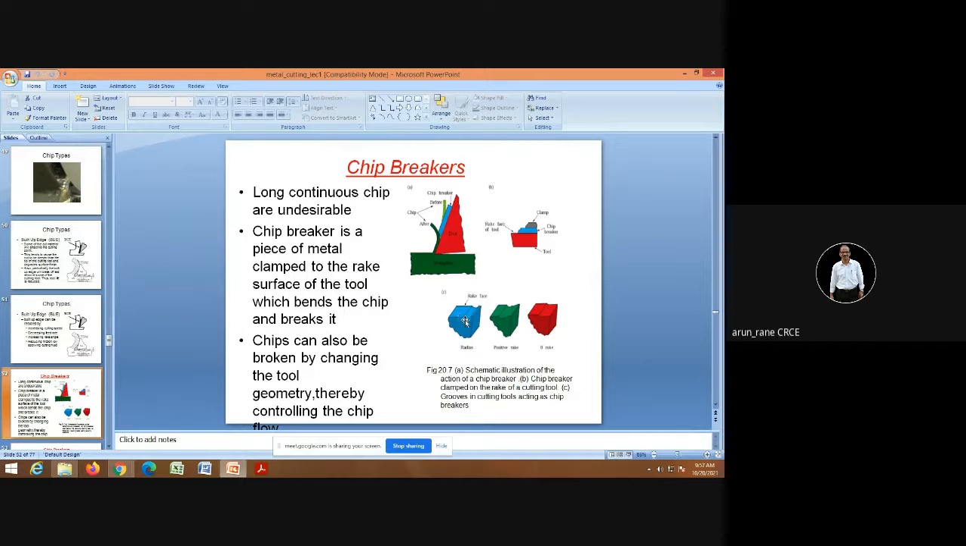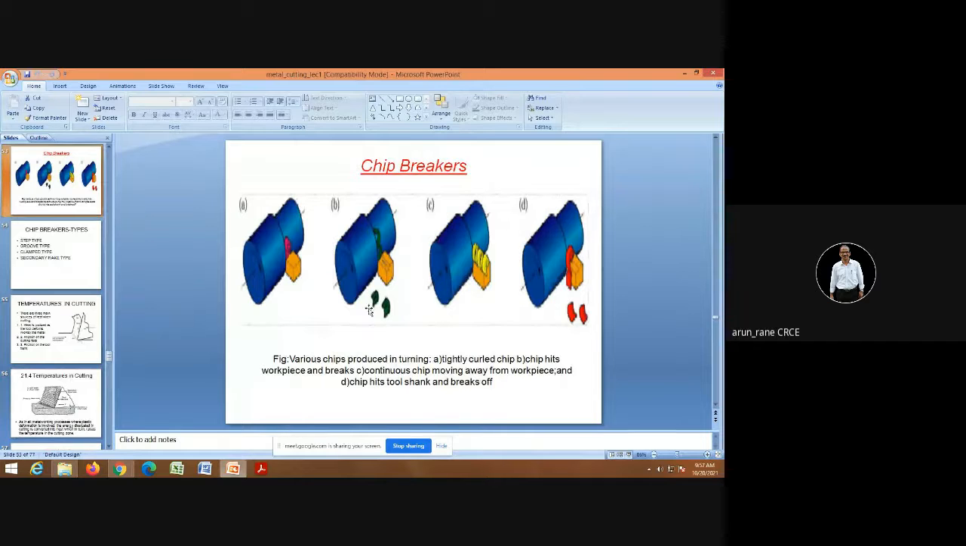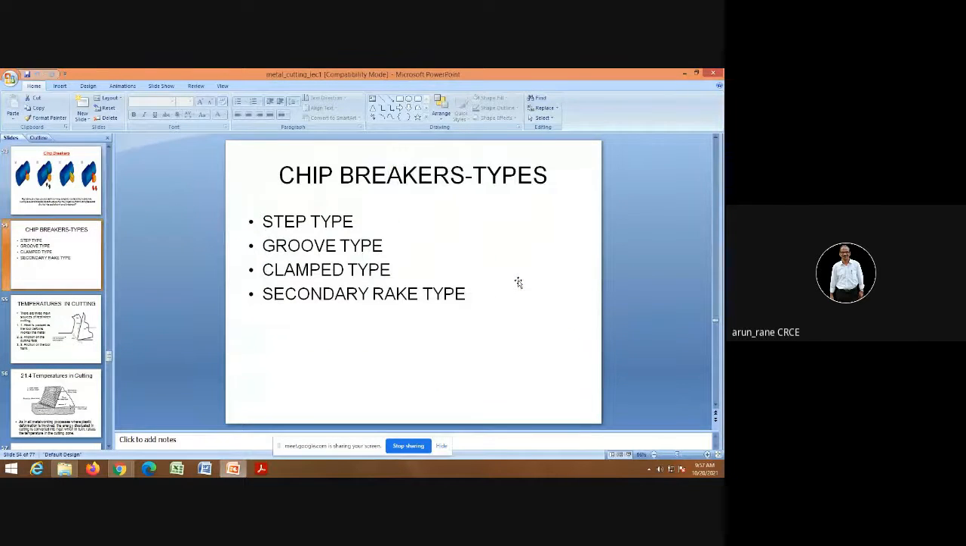See, these are the chip breakers. As I told, chip breakers are nothing but a kind of cavities provided on the inserts or on the tools. So the chip which is coming hits the insert and it gets broken. But usually providing the cavities on the cutting tool is more common, like this. There are different types of chip breakers: step type, groove type, clamp type, secondary rake type.